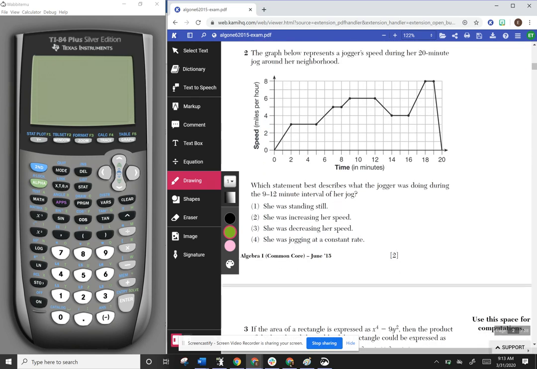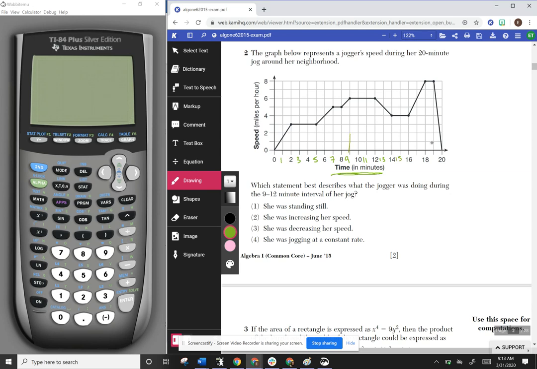Number 2. The graph below represents a jogger's speed during her 20-minute jog around her neighborhood. Which statement best describes what the jogger was doing during the 9 to 12-minute interval of her jog? So first, let's find the 9 to 12 interval. As you can see on the x-axis where we have time, we're counting by 1. It may be skipping, but it's still counting by 1. Nope, I did that wrong. 7, 8, 9, 10, 11, 12, 13, 14, 15. All right, I'm going to stop it there.